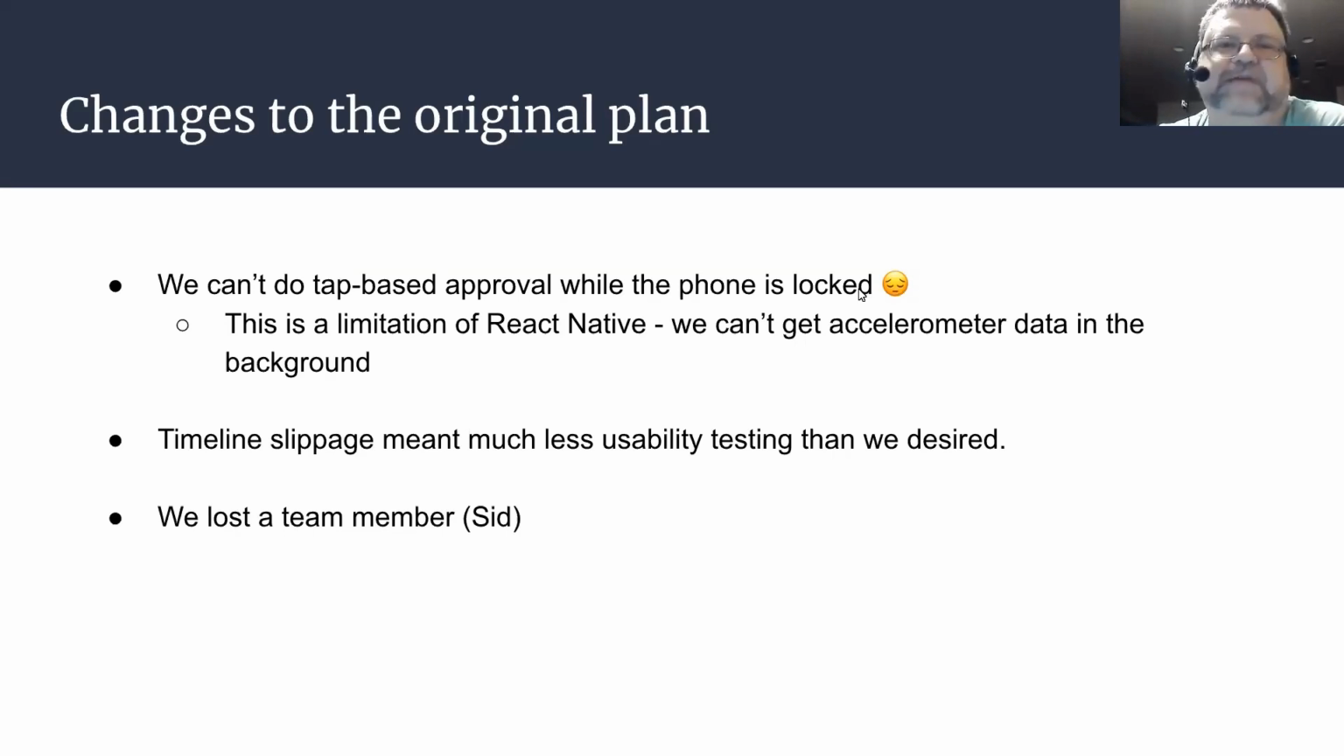We can't do tap-based approval while the phone is locked. This is unfortunately a limitation of React Native. We can't get accelerometer data in the background. Second, timeline slippage meant much less usability testing than we desired. And lastly, we lost a team member almost toward the end of the project, Sid, due to unfortunate circumstances.